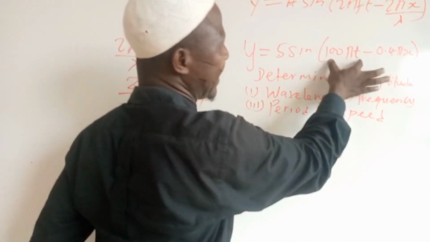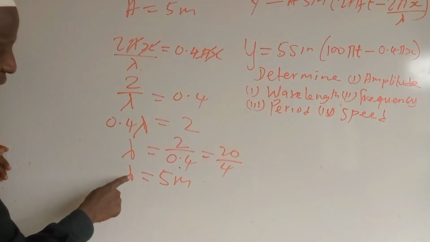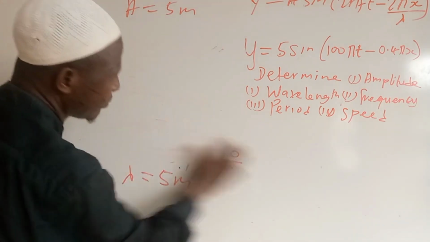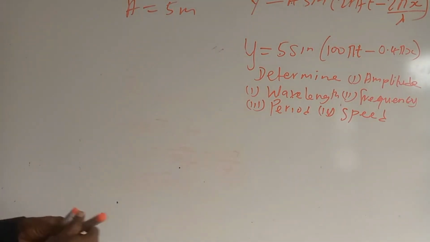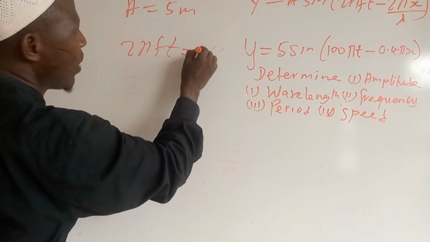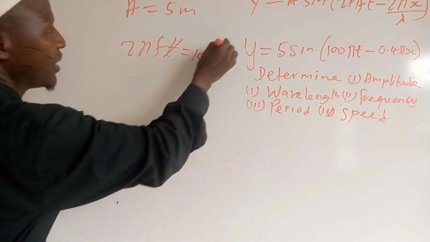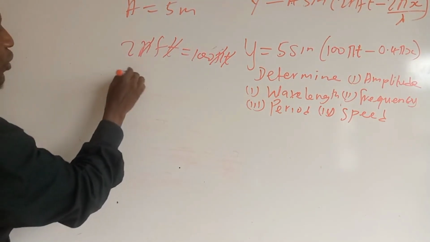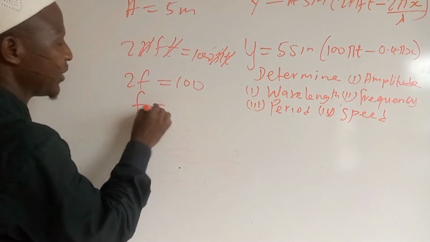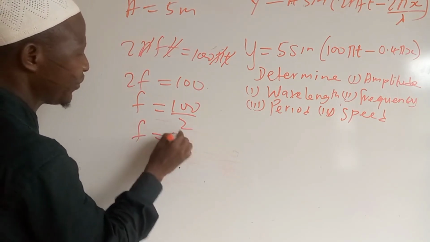Now, the next one is, we have done the wavelength, you need frequency. Then you can still take this one and this. Don't forget our wavelength is 5, our amplitude is what? 5 too. Now let's determine the frequency, compare this and this. Therefore, 2 pi ft is equal to 100 pi t. So this t cancels this t, this pi cancels this pi. Therefore, 2f is equal to 100. Then you divide both sides by 2. Therefore, our f is equal to 100 over 2. So f is equal to 50.